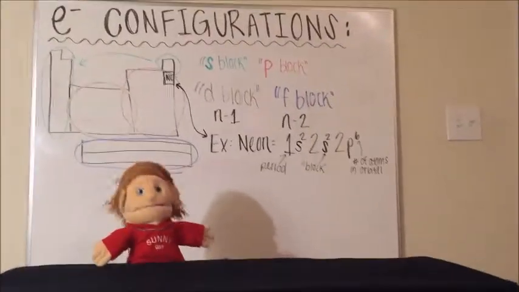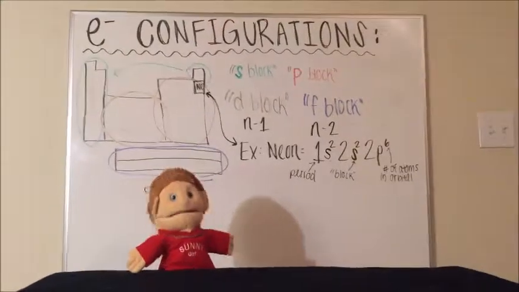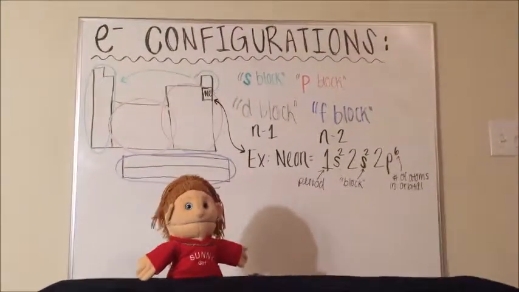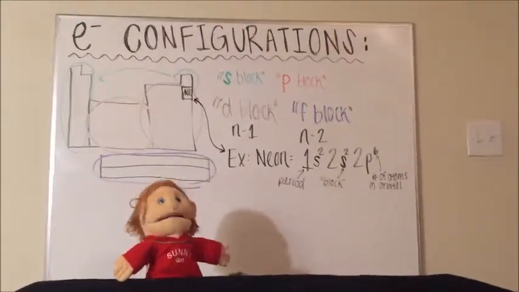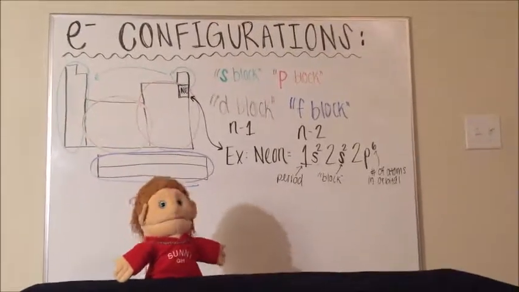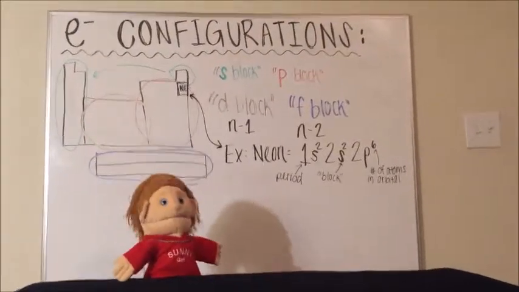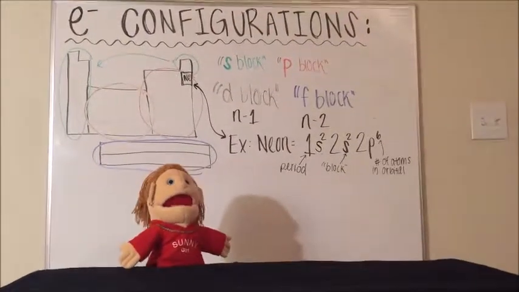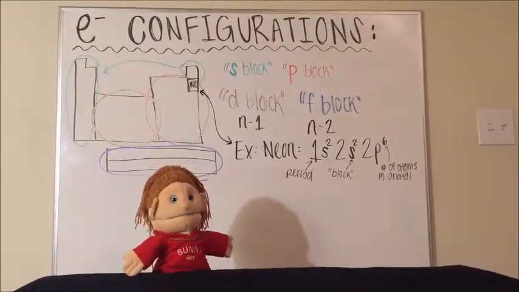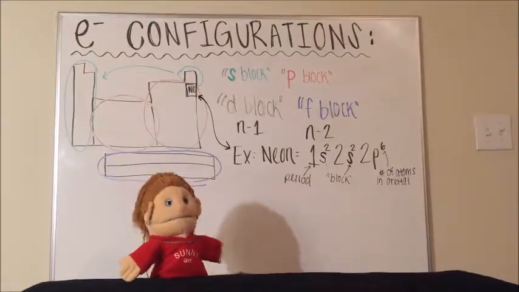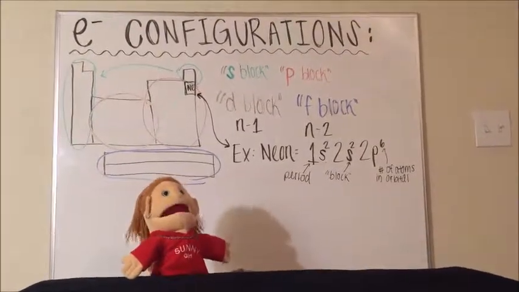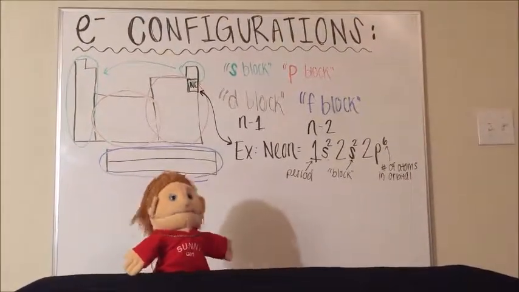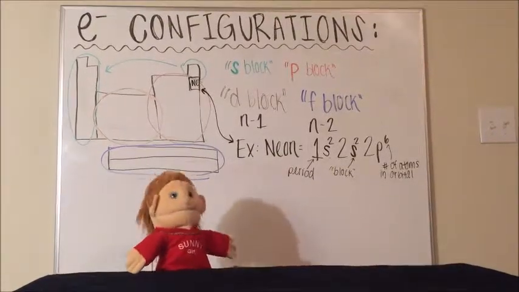Now on to electron configurations. There are 4 blocks: the s block, p block, d block, and f block. For the d block and f blocks, you take the principal quantum number, or n, and subtract it by 1 and 2. Below is an example using neon. Neon's electron configuration is 1s2, 2s2, 2p6.